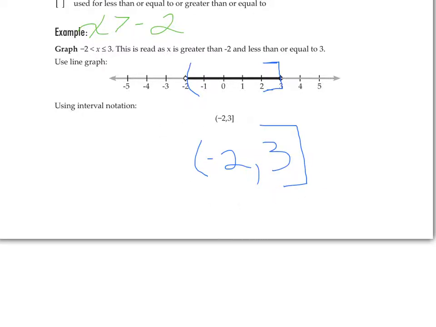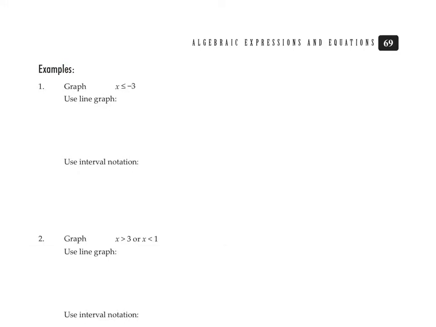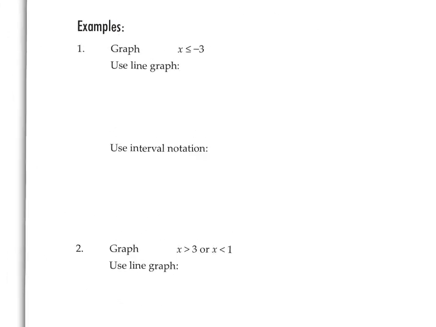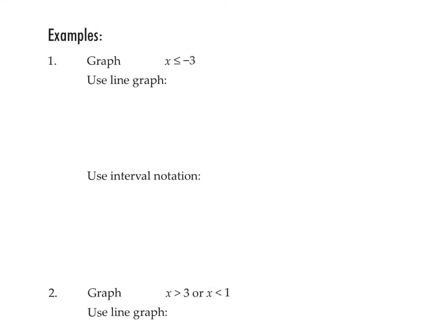It's not an ordered pair. It's not a point, so don't get it confused with that. It's just a shorthand for writing your graph. It's telling you where all the values of x are shaded on your graph. So we're going to practice on this page, first graphing with a line graph and then using interval notation.